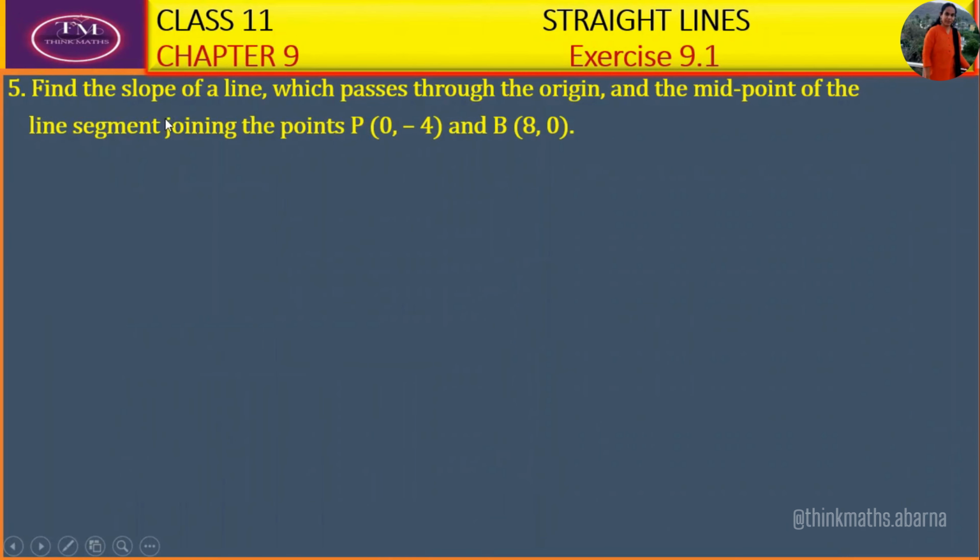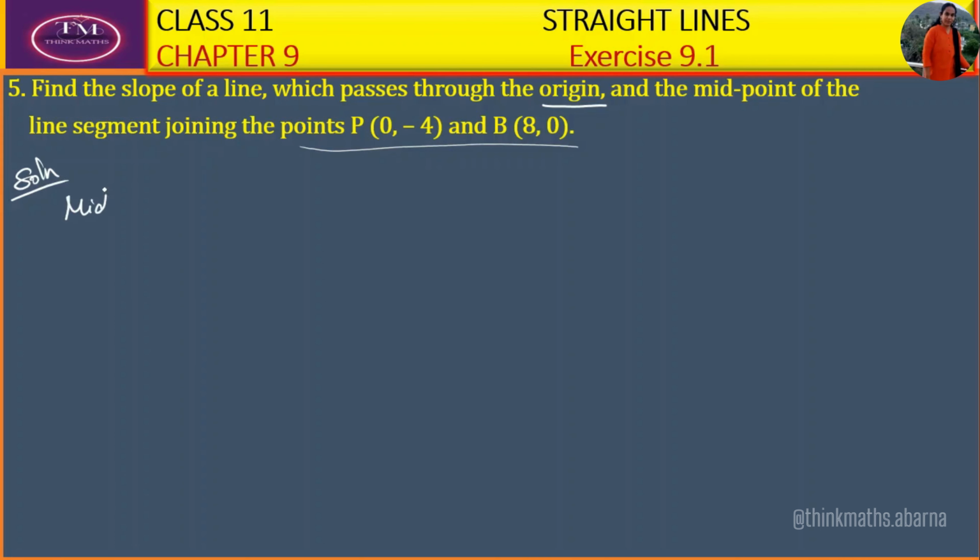Yes. Find the slope of a line which passes through the origin and the midpoint of the line segment joining the points P of 0 comma minus 4 and B of 8 comma 0. So we have to find out the slope of the line which passes through the origin and the midpoint of PB. So first we have to find out the midpoint of PB. So let me start the solution.